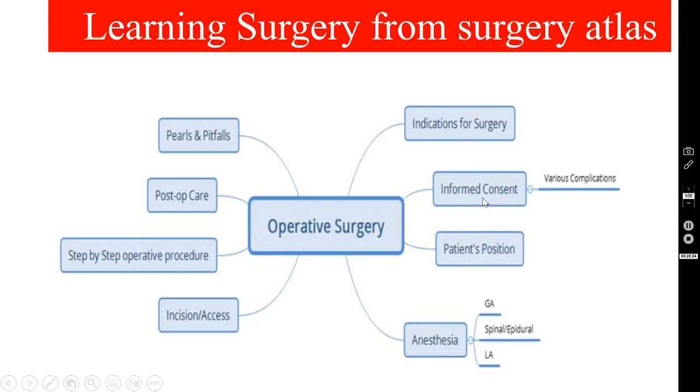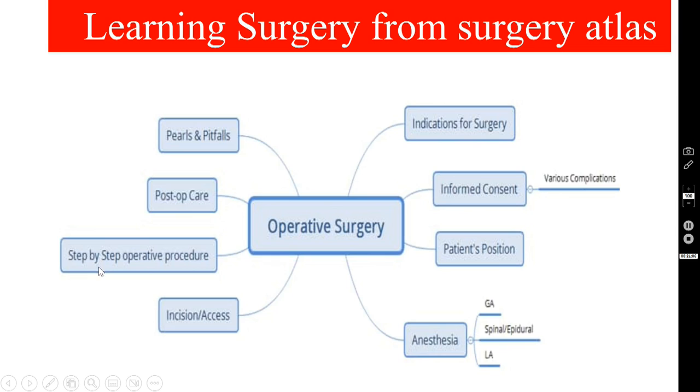Next thing is the patient's position. What is the position of the patient during surgery? The surgeon should know. And then what anesthesia is to be given? Is it a general anesthesia, spinal or epidural, or just a local anesthesia? All these things you must know as a surgeon. And then what incision you have to make to access the diseased organ, that also you have to know. You may be opening the abdomen, or it could be a laparoscopic access. That also you have to know how to do.